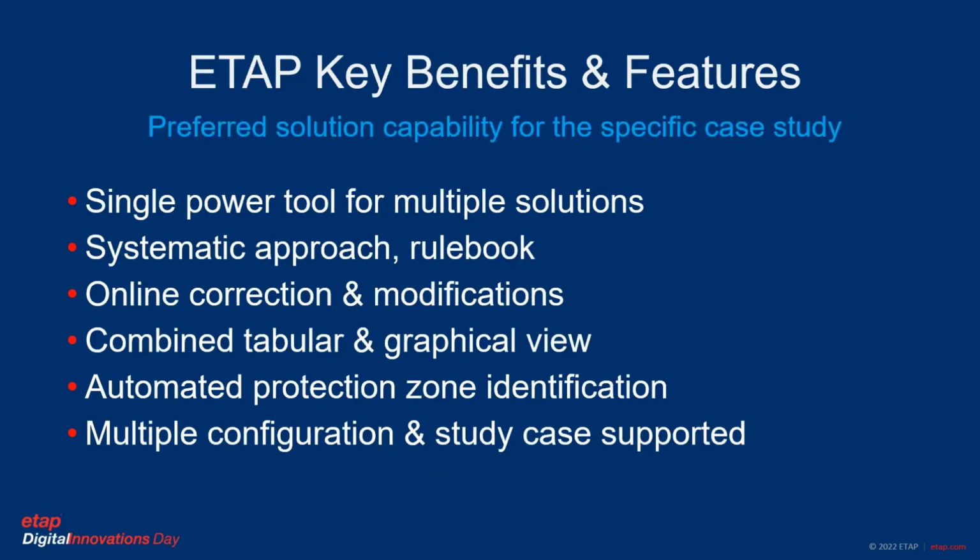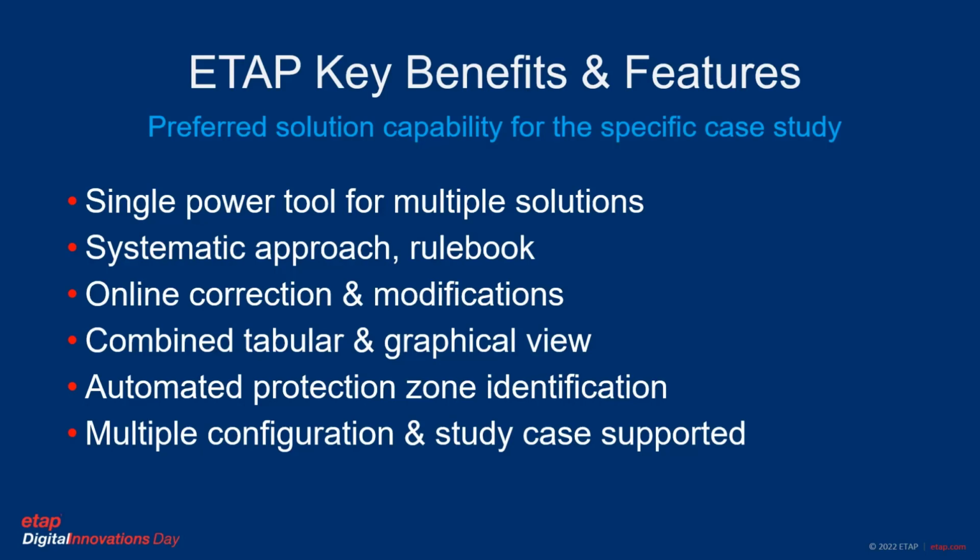So what is the ETAP support that was given to me under this task? That's mainly what my preferred solution capabilities are for this case study. So first of all, we can use a single power tool for multiple solutions. So we can run short circuit, identify multiple configurations, study protection, STAR evaluation, and so on and so forth. We have a systematic approach. By using the rulebook, we are going to use every time the same rule, the same criteria, the same parameter that we are going to check.